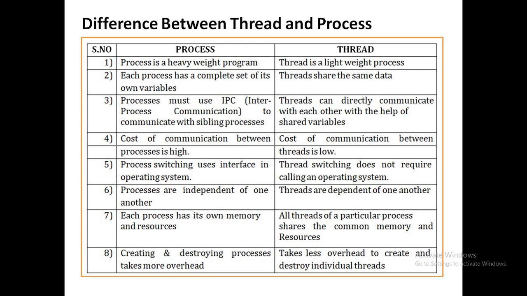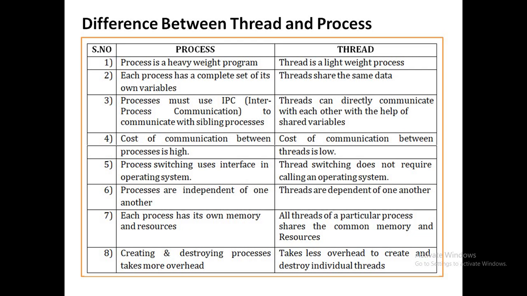The difference between thread and process. A process is a heavyweight program, whereas a thread is a lightweight process. Each process has a complete set of its own variables, and threads share the same data. Processes must use inter-process communication to communicate with their sibling processes, but threads can directly communicate with each other with the help of their shared variables. The cost of communication between processes is high, whereas the cost of communication between threads is low.